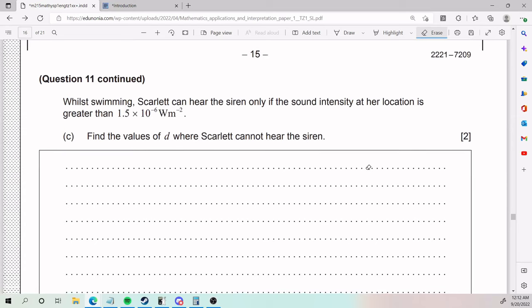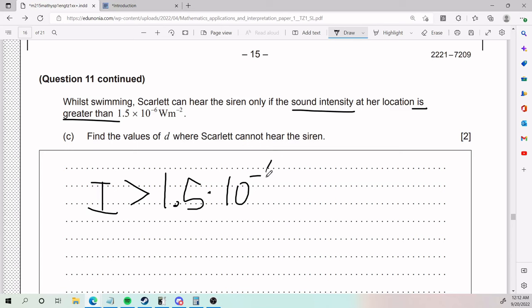Part C. Whilst swimming, Scarlet can hear the siren only if the sound intensity of her location is greater than that. See? So, only if the sound intensity, which you said was I, is greater than, so this has to be greater than 1.5 times 10 to the power of negative 6. See, that is like words into math, cierto? Sound intensity greater than whatever number they gave us, see? And so this is where she can hear.